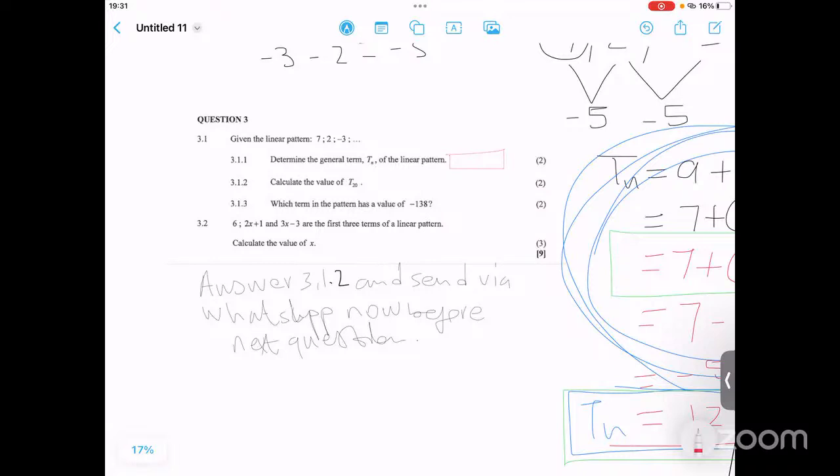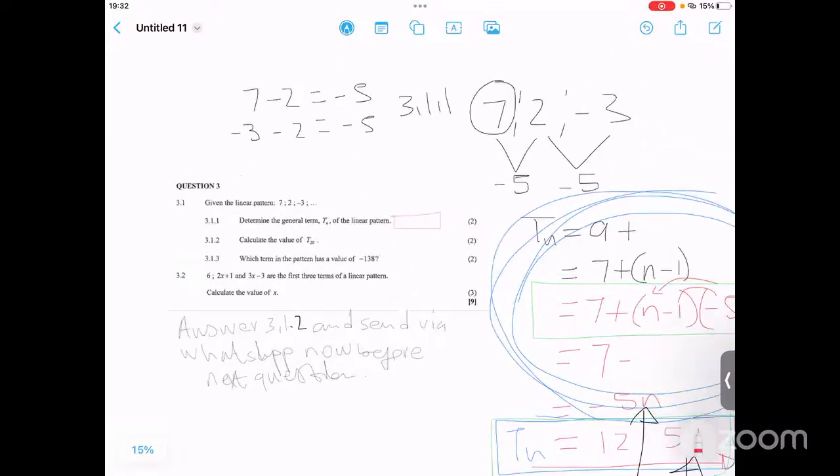Let's see. Cheho has done it 100%. This is how you present your answer. Let's see, Precious. Precious has done it correctly. This is how we represent the answer. Okay, guys, the answer on that question is 30, meaning n is going to be 30. That means the term in the pattern that has a value of negative 138 is going to be term number 30.